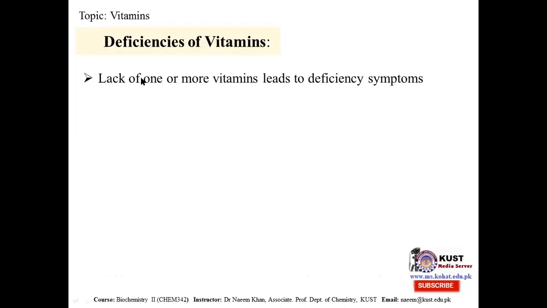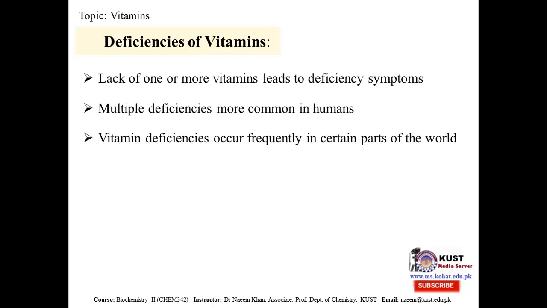Deficiencies of vitamins: lack of one or more vitamins leads to deficiency symptoms, a disease. Multiple deficiencies are more common in humans. Actually, in humans, deficiency of one vitamin is not that common. Deficiency of several vitamins together is very common. Vitamin deficiency occurs frequently in plants and in parts of the world. Actually, this vitamin deficiency is more common in some parts of the world.